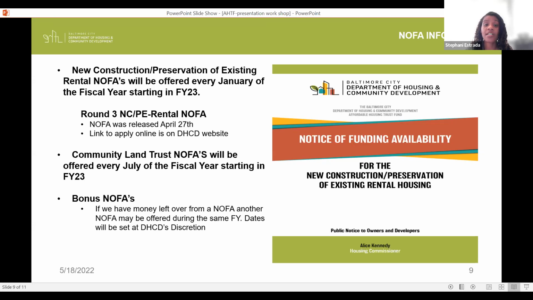The Community Land Trust NOFA is going to be launched every July. So there's one coming up in July. We don't have a date yet, but we will give the date in June's commission meeting.